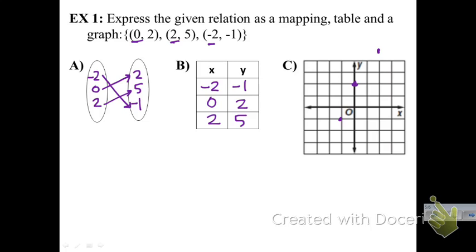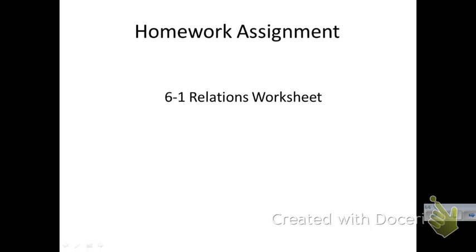That should help you with your assignment, 6-1, your relations worksheet.